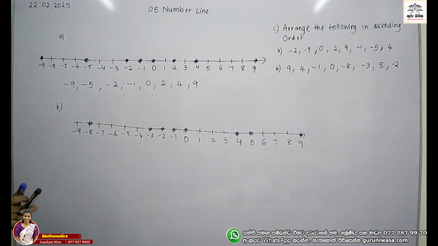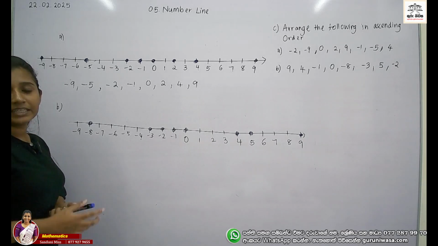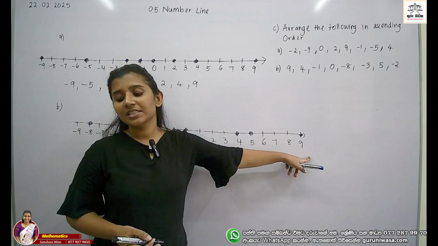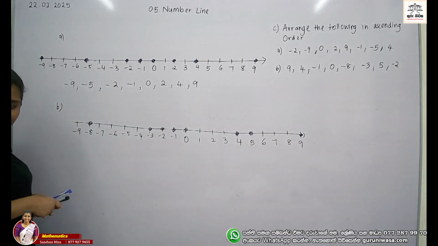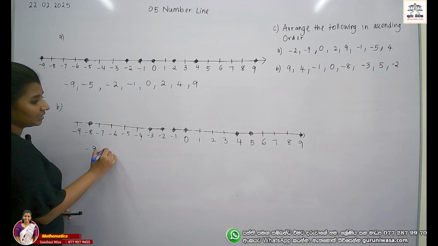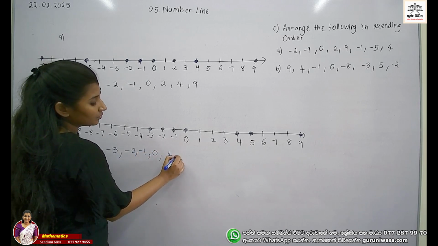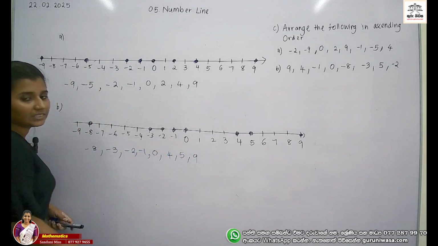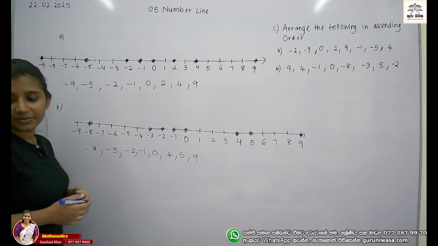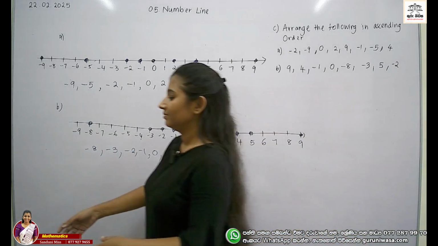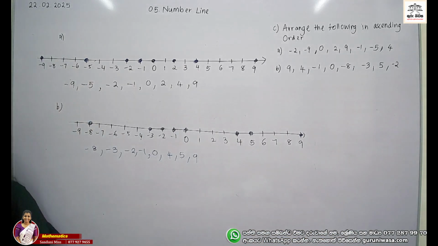Right? So in the same way, darling, they can ask you to write in descending order also. So if you have to write the descending order, you can start from this side and write it in this order. So we have 5, 4, 0, negative 1. In this order you can mark your answer. Done. Done, teacher.